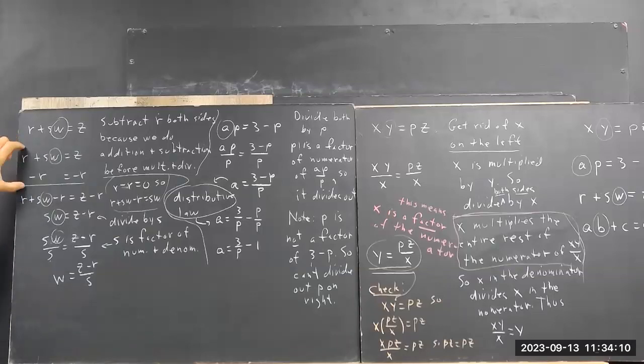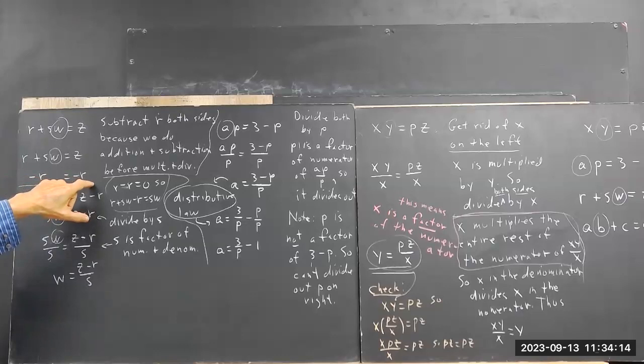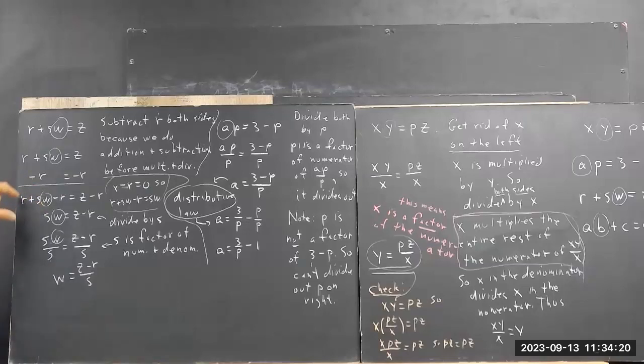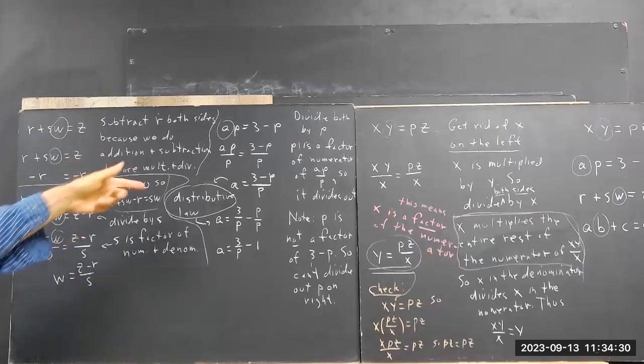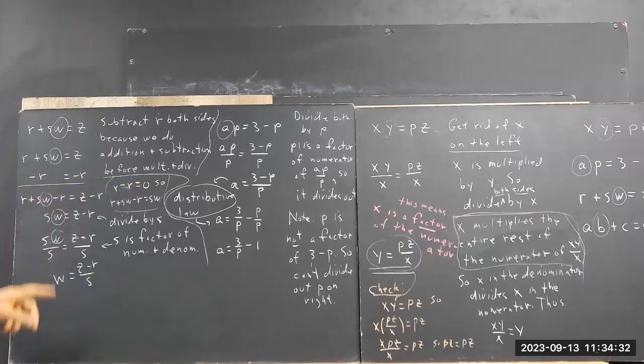We do that. We're careful with this step. We put the equal sign between the two things that we're adding to both sides. We're adding a negative R. And then we write out what we get. We just write out whatever this is, and then the minus R, and whatever this is, and the minus R, and we've added them. Then we simplify this. R minus R is 0. We get SW equals Z minus R.